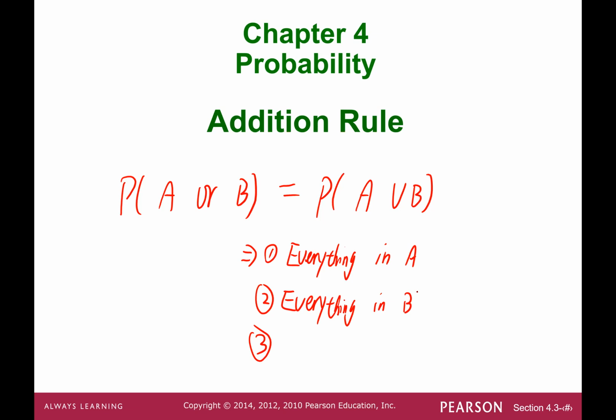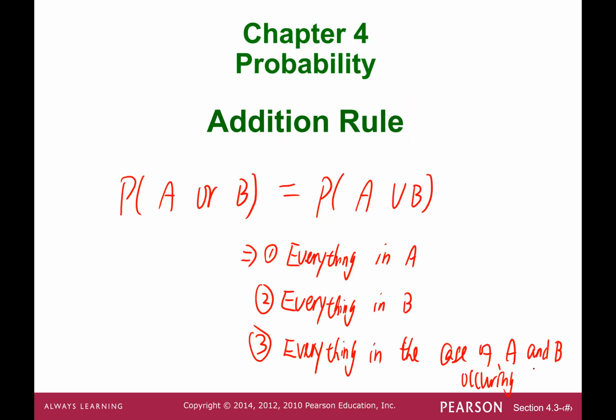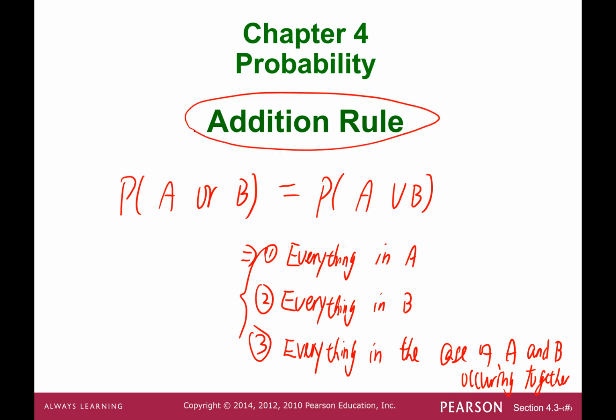And everything in A intersect B, meaning both A and B, everything in the case of A and B occurring at the same time, together. So three different elements are included in this A or B, right? And this is what we call the addition rules. We're adding these two events together.